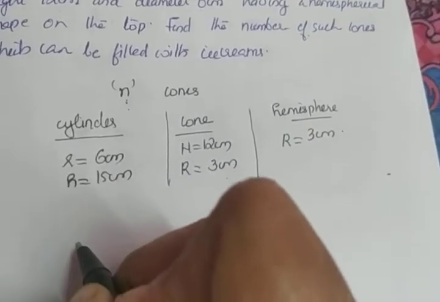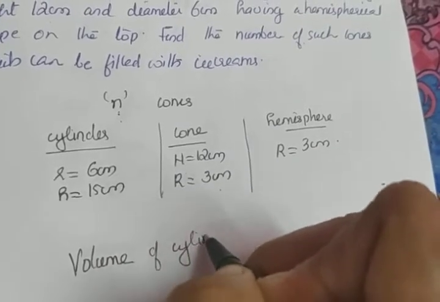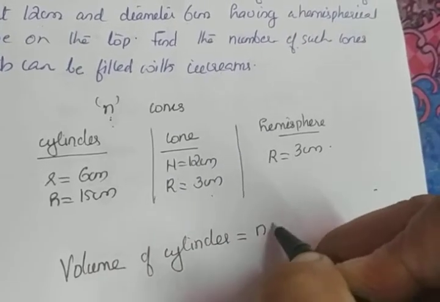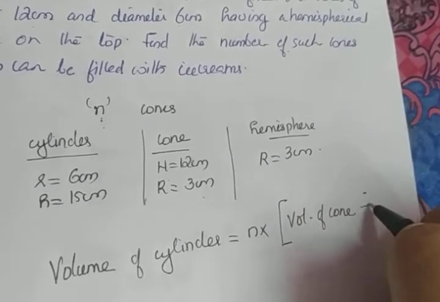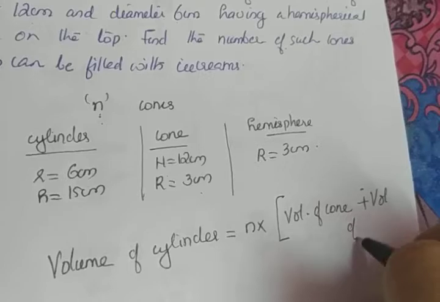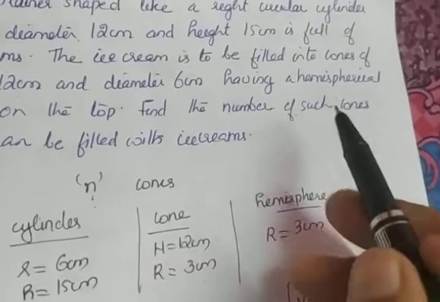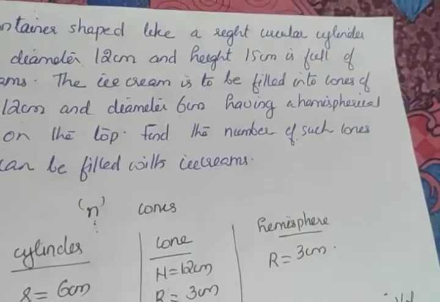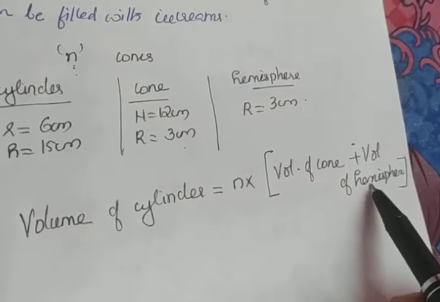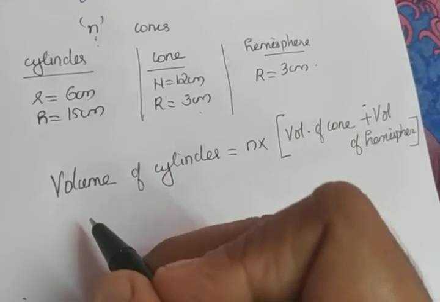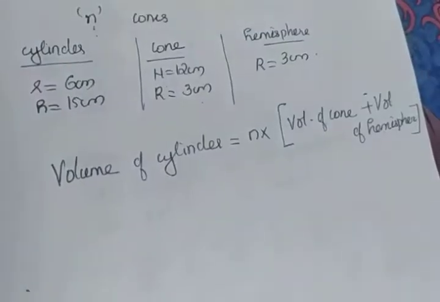And what we have to equate? Volume of cylinder, that is volume of ice cream, full ice cream, will be equal to n into volume of cone plus volume of hemisphere. How did the sum come? Volume of cone plus volume of hemisphere. We are filling into the cone so that there is a hemispherical portion on the top, isn't it? So 1 cup of ice cream is the sum of the volume of cone plus volume of hemisphere. Volume of cylinder: what's the formula? It is pi r square h.